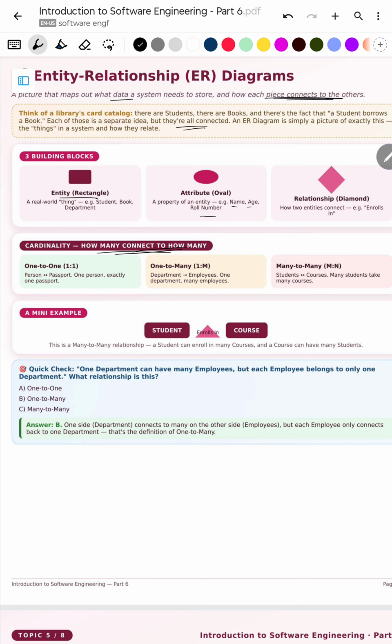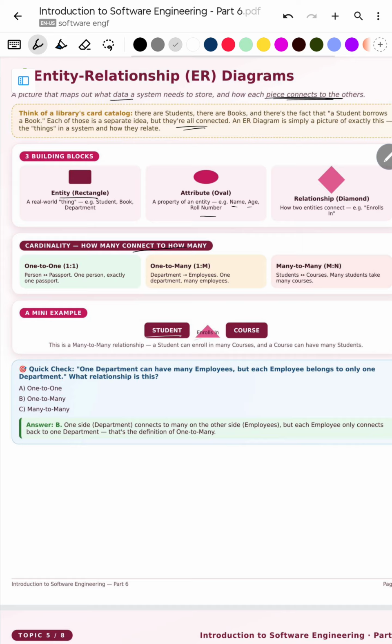Cardinality, how many connect to how many. 1 to 1. Person passport relation is 1 to 1. One person can have one passport. 1 to many. Department employees, one department can have many employees. Many to many. Student courses, many students can apply to many courses. Many students take many courses.